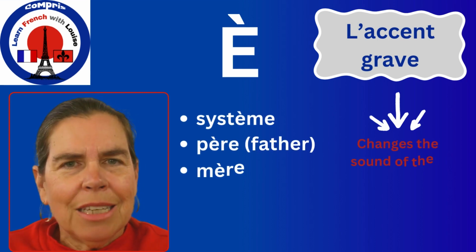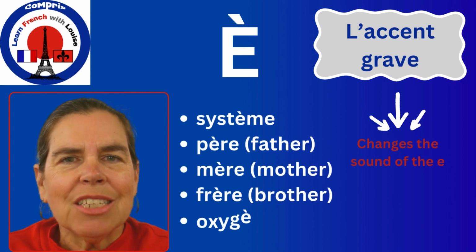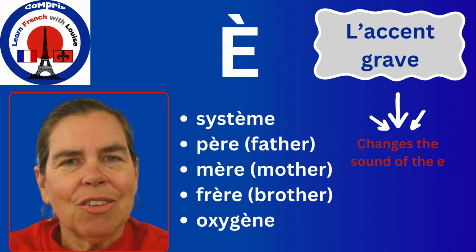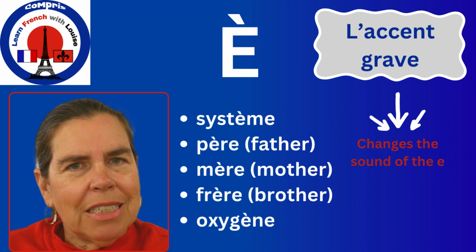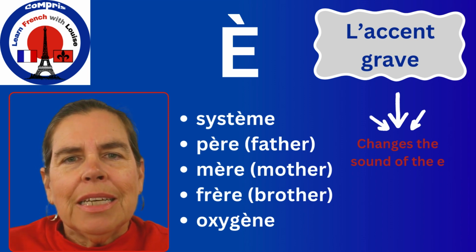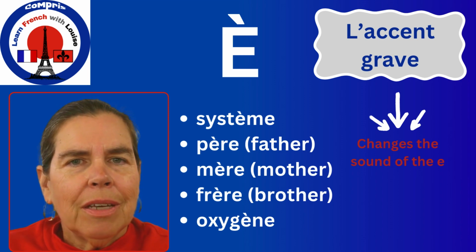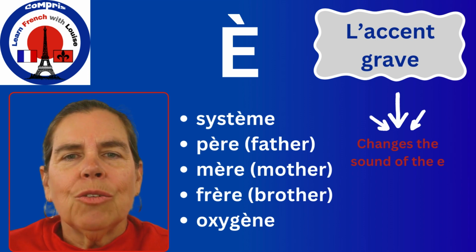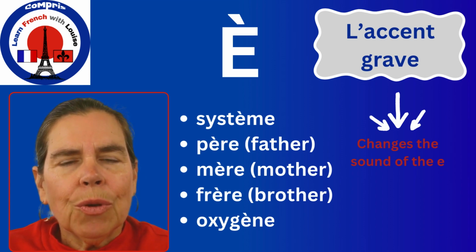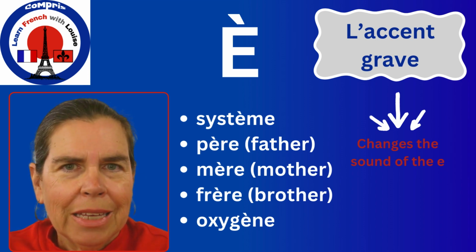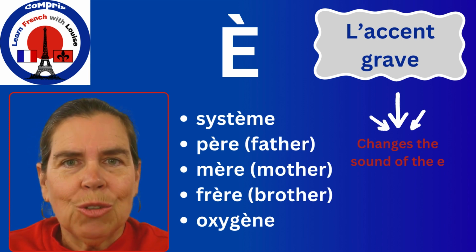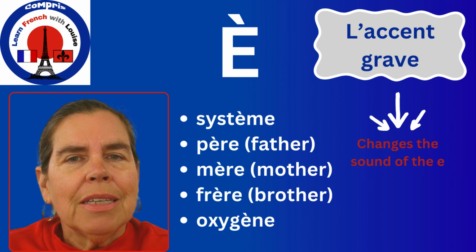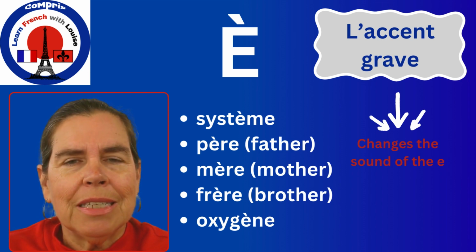The second accent we're going to be looking at today is l'accent grave. The sound of the accent on the E is E. So it changes the sound of the E to E. And here are some examples in words that I'd like you to repeat with me. Système.